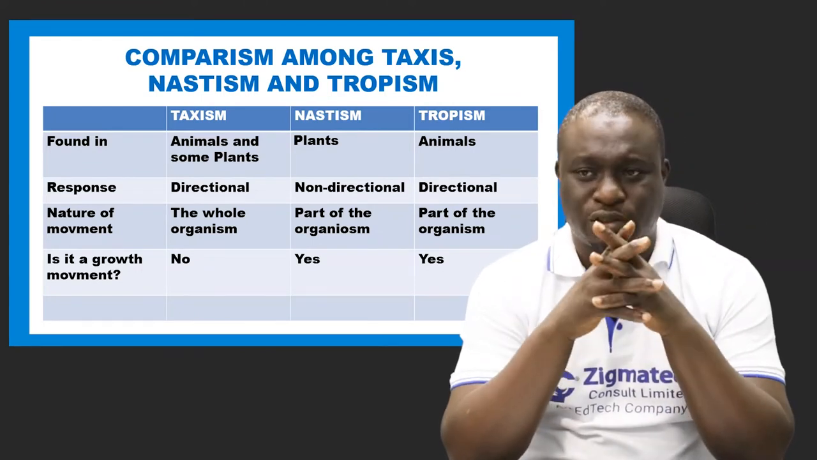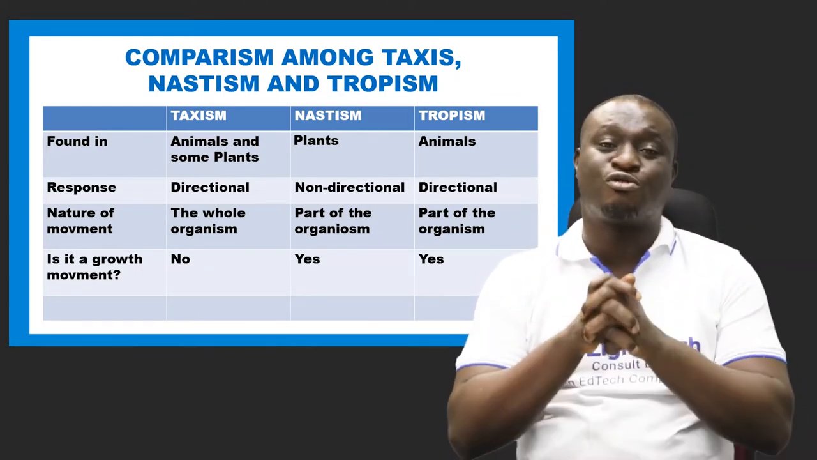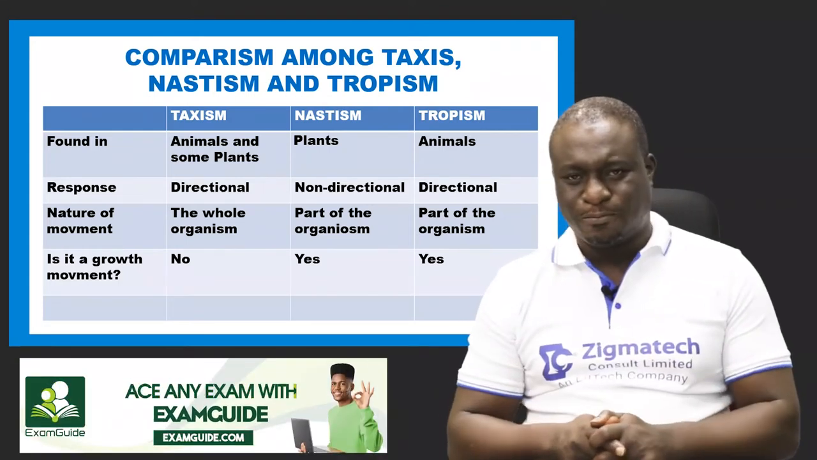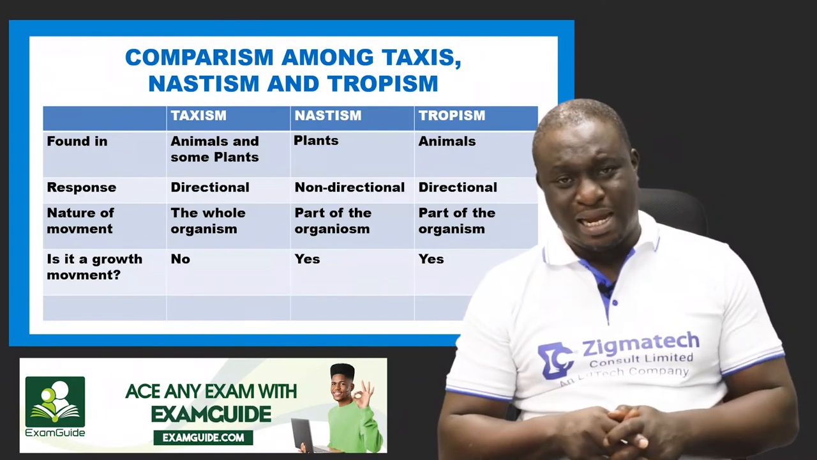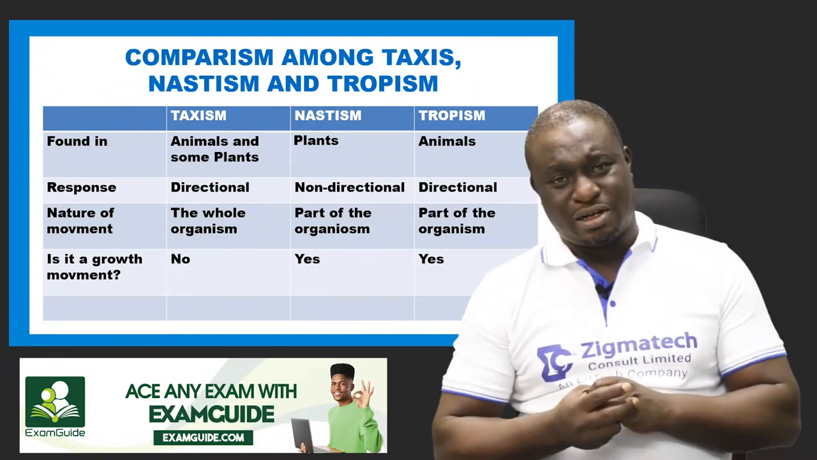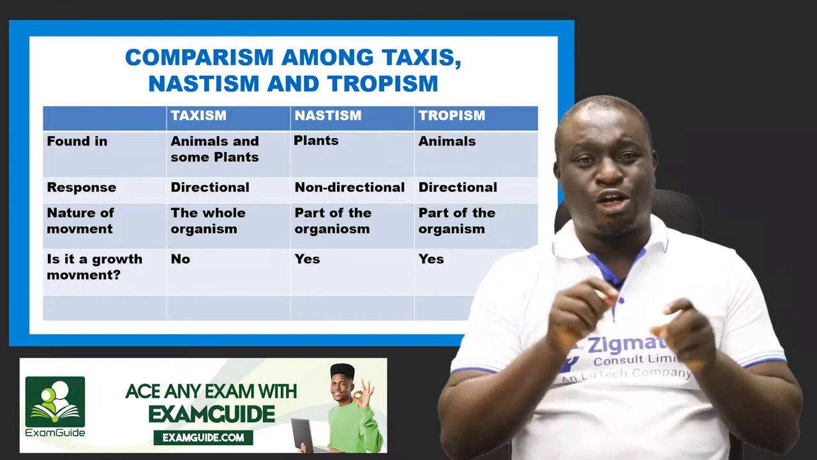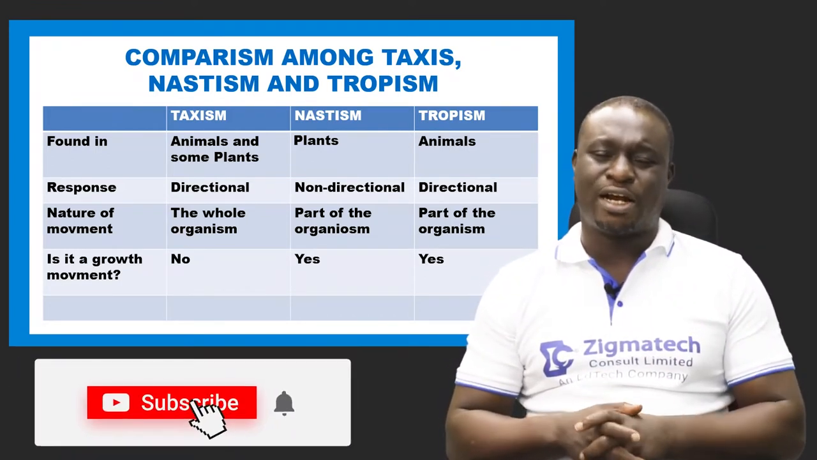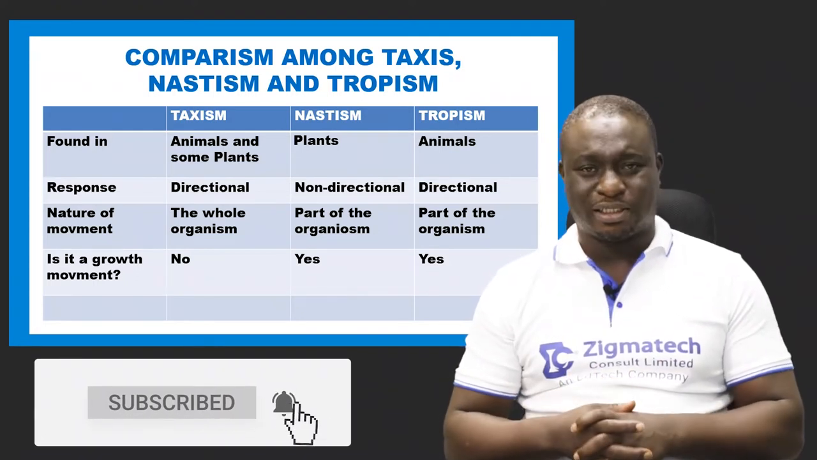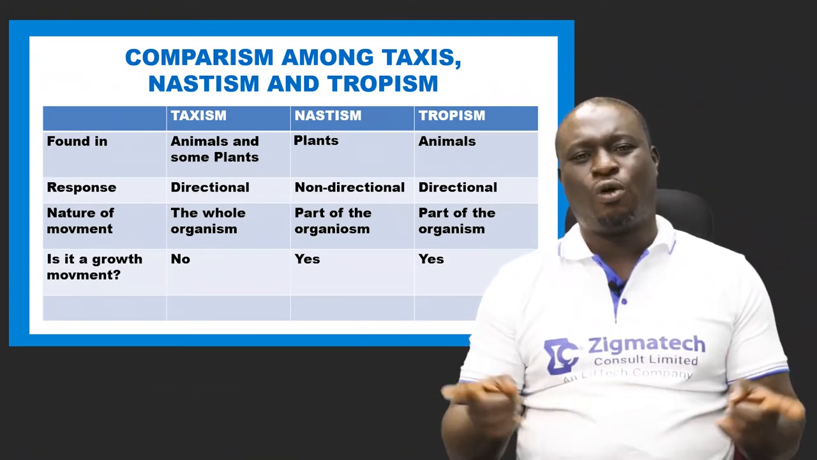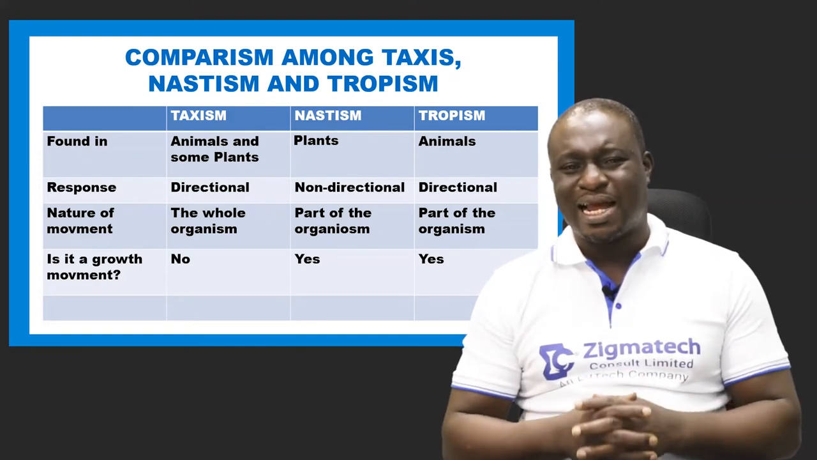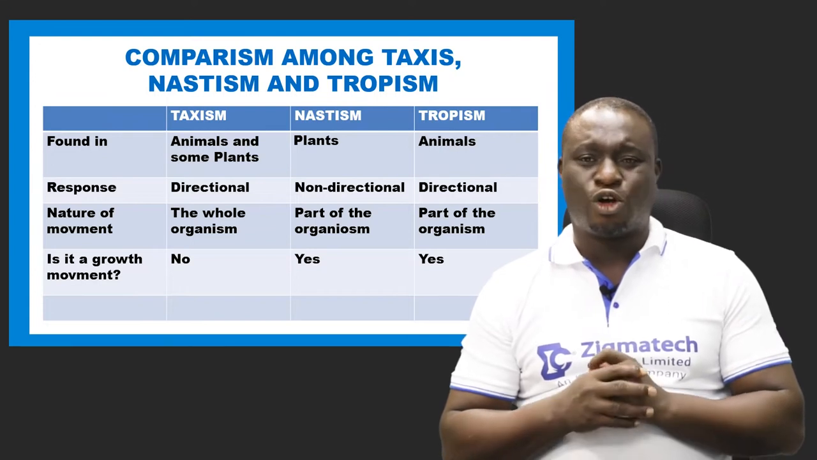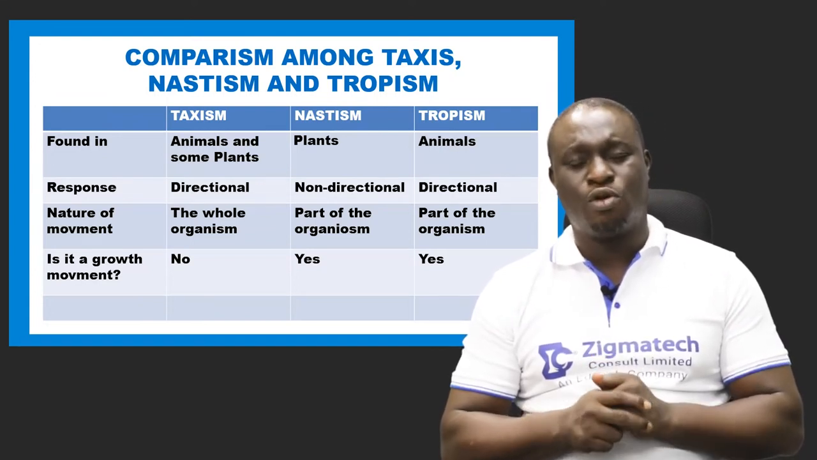Then response. Please take note, in terms of response, in taxism, the response is directional. In nastism, the response is non-directional. And in tropism, the response is directional. Nature of movement. In taxism, it is the whole organism that moves. In nastism, it is part of the organism that moves. And in tropism, it is also part of the organism that moves.